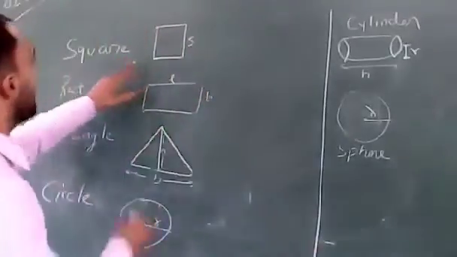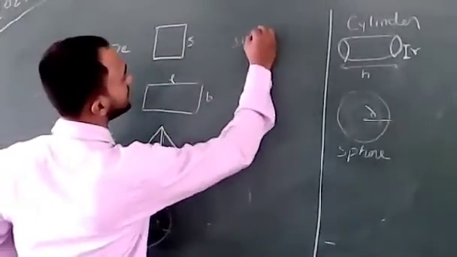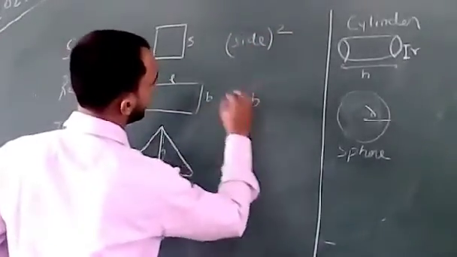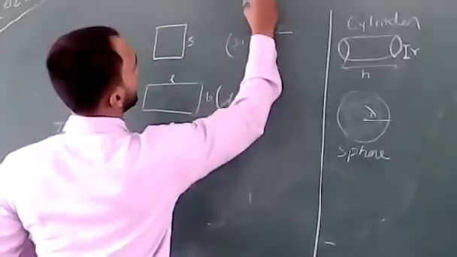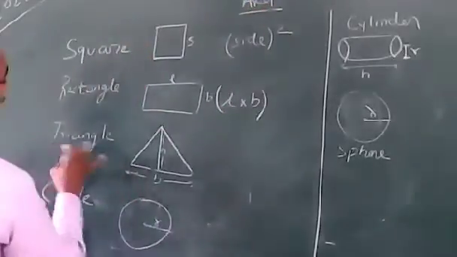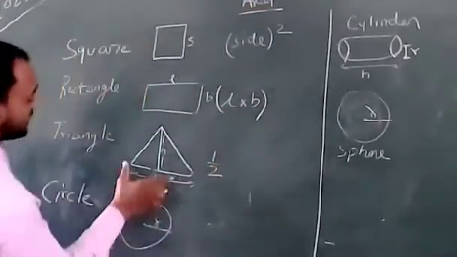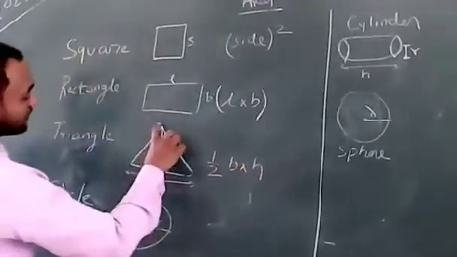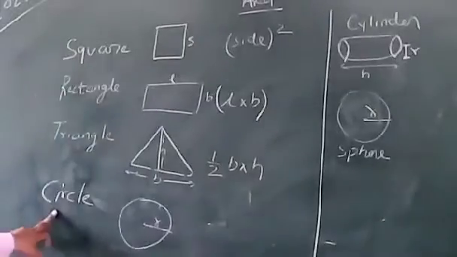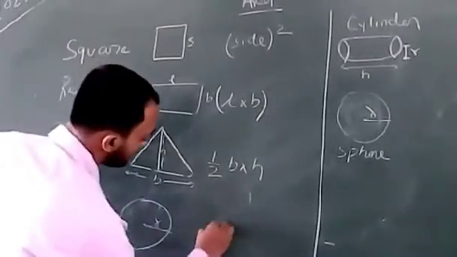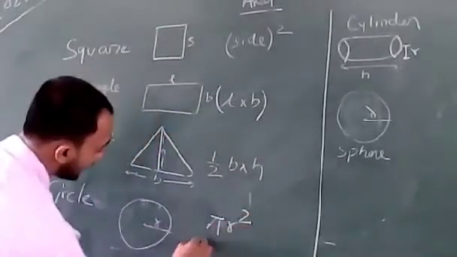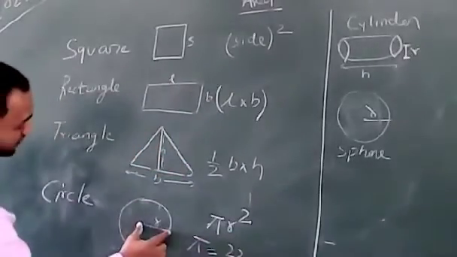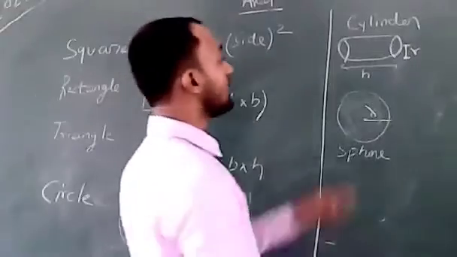So we have seen the area of square is s square. The area of rectangle is length into breadth. And the area of triangle will be half into the base and its height, you can say height or altitude. And the next is circle. Area of circle is pi r square, and the value of pi is 22/7, and r is the radius of the circle. Okay, moving on, the next is cylinder.